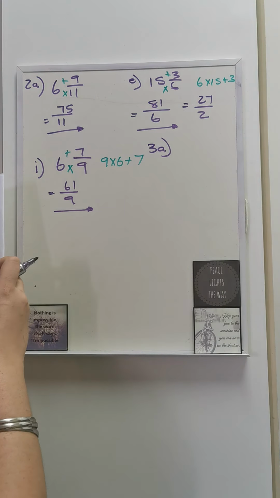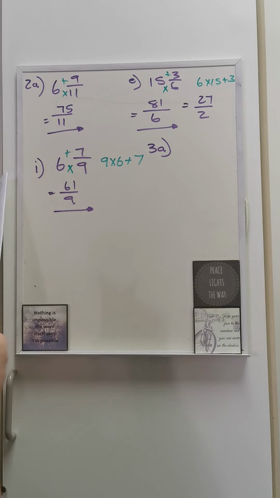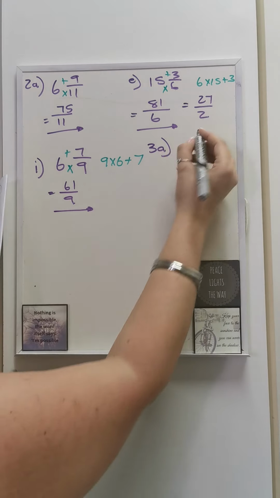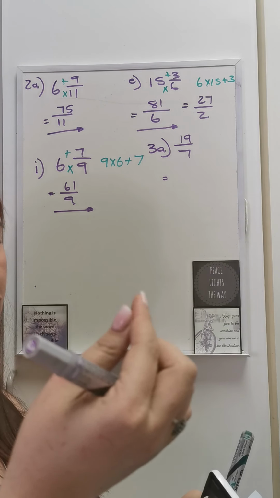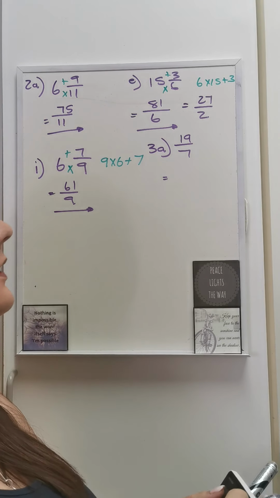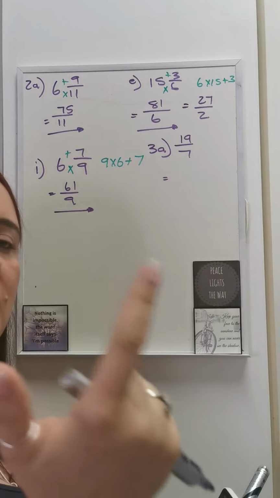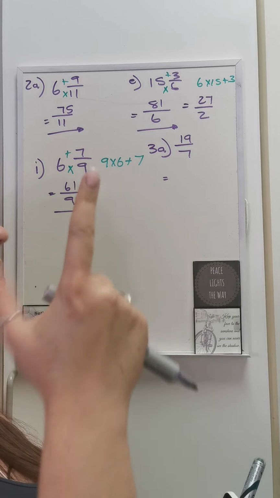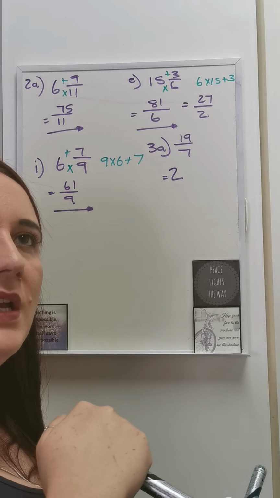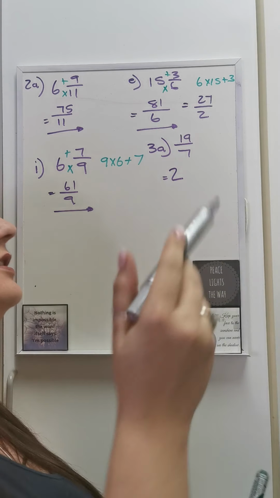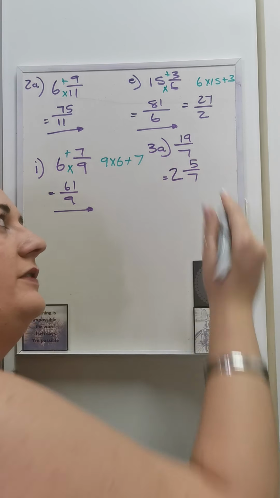Number 3a says convert these improper fractions into mixed numbers in their simplest form. So 19 over 7. Remember I said to you, you can do this on your calculator. But if you do not have a calculator, we're doing it manually. 7 goes into 19 how many times? If we count in 7, it's 7, 14, 21. 21 is too much. So 7, 14. It goes in 2 times fully, then if we count further from 14 until 19, 15, 16, 17, 18, 19. So it's a remainder of 5 over 7.